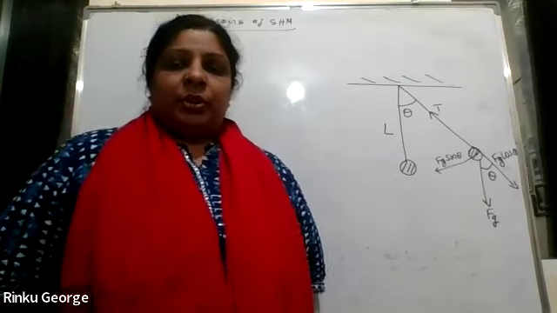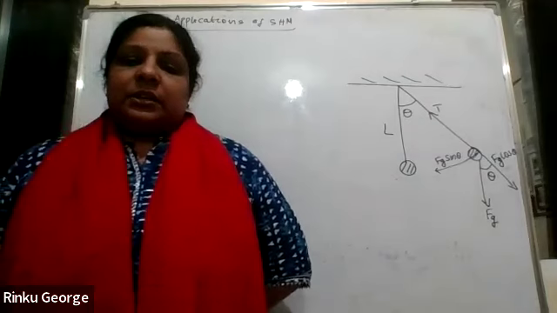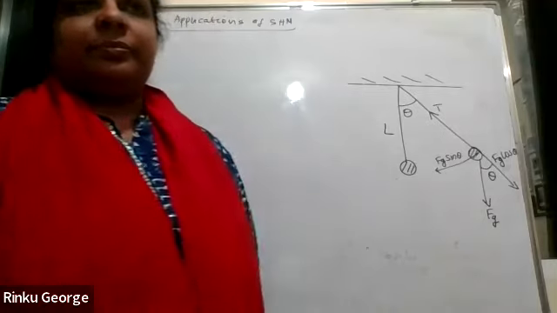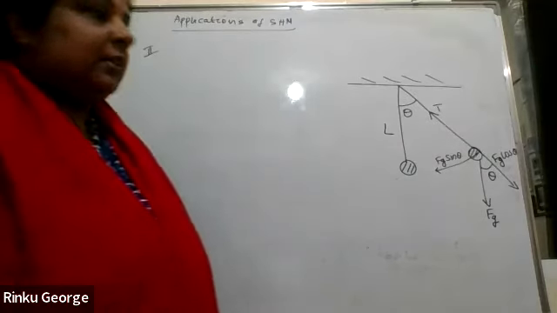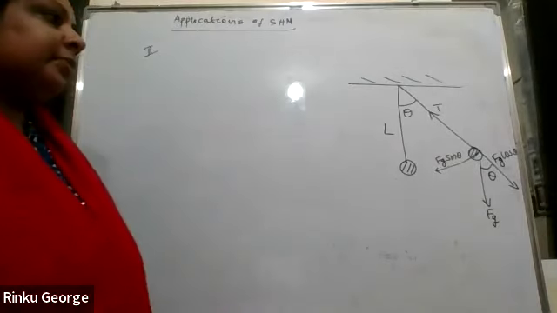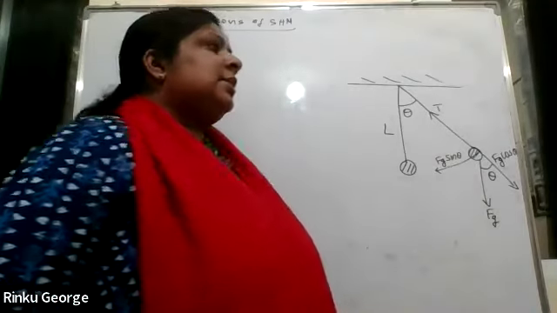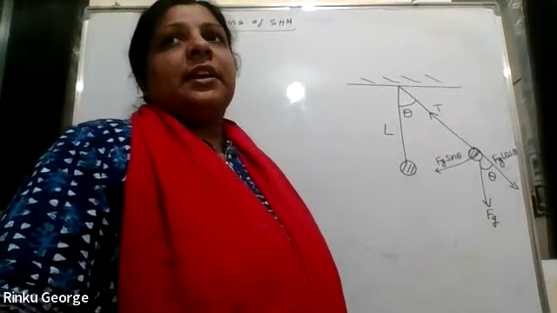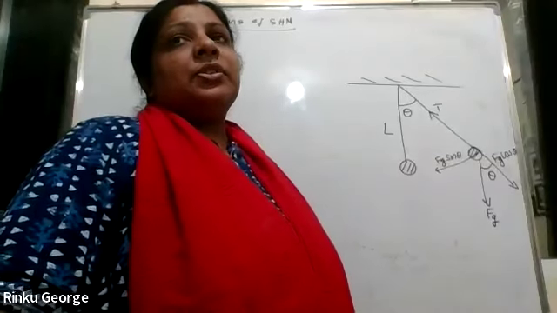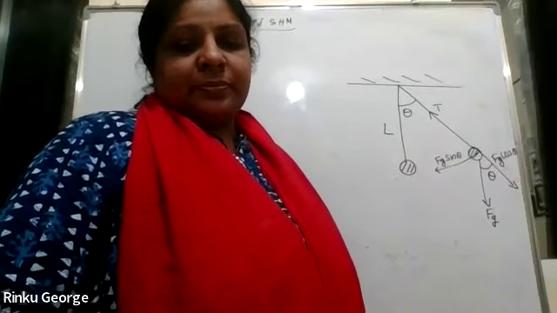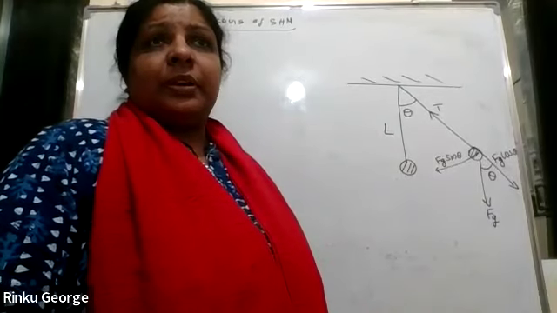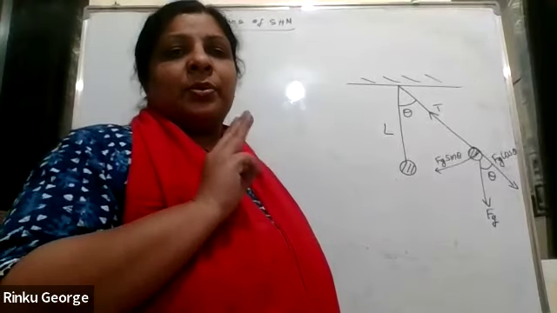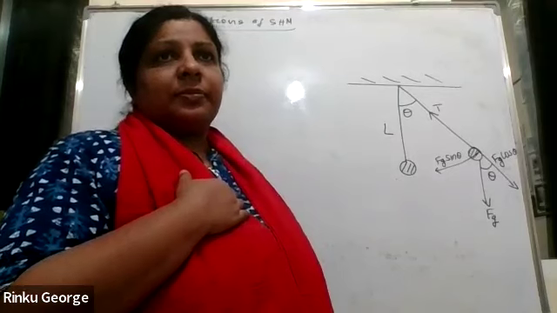Resolving Fg into two components: Fg cos theta and tension T cancel each other, and Fg sin theta acts as a restoring force. Okay. Done? So that much is the theory. This is a sure 3-mark question, or they can ask it for 5 marks also.